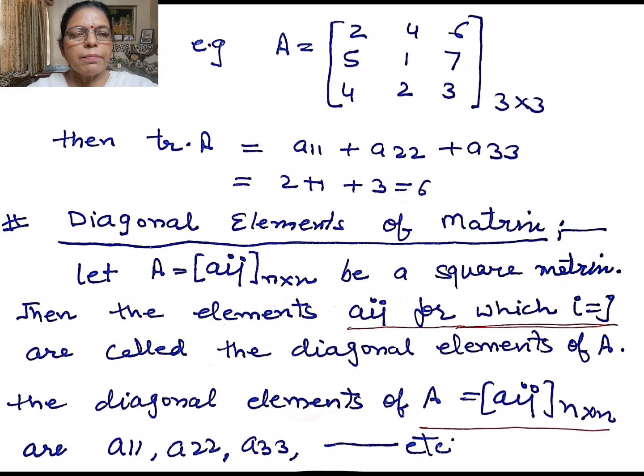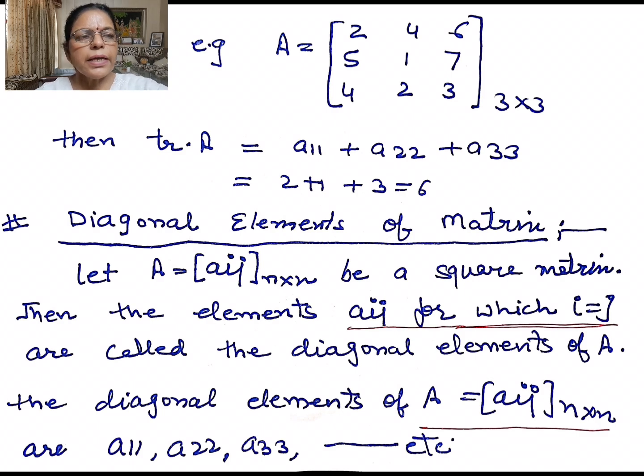तो हमारे पास डायगोनल एलिमेंट्स कौन से होंगे, जहाँ पे नंबर ऑफ रो इज इक्वल टू नंबर ऑफ कॉलम, दैट इज A11 प्लस A22 प्लस A33, दैट इज इक्वल टू 2 प्लस 1 प्लस 3, दैट इज इक्वल टू 6. नेक्स्ट हमारे पास है diagonal elements of the matrix.